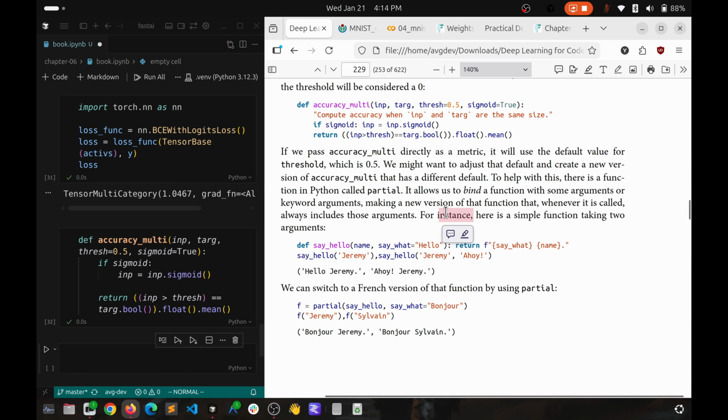For instance, here's a simple function taking 2 arguments. Say_hello takes 2 arguments, name and say_what, and then it will just return a concatenated string. Say hello Jeremy, say hello Jeremy ahoy. We can switch to a French version of that function by using partial. Partial is just say_hello, say_what is bonjour. Then we do Jeremy and Sylvain at the same time. And so, bonjour Jeremy, bonjour Sylvain.